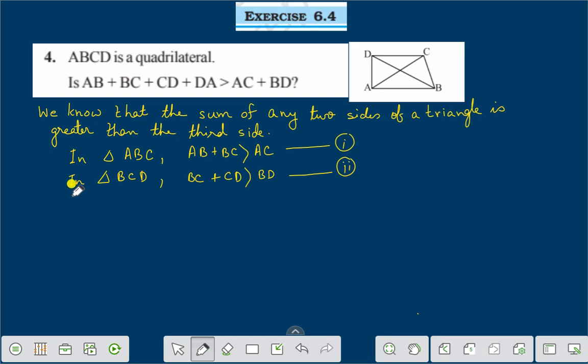Now in triangle ACD, CD plus DA is greater than AC. This is equation 3.